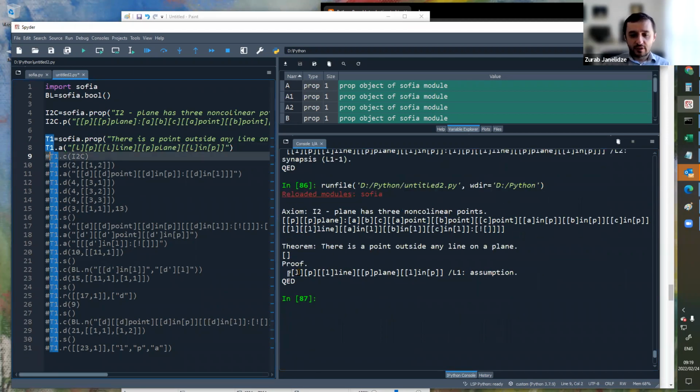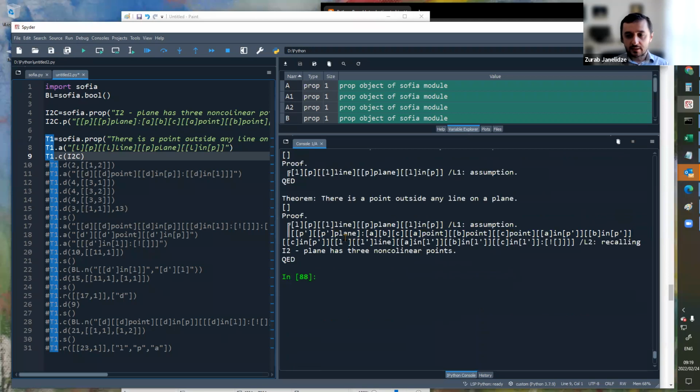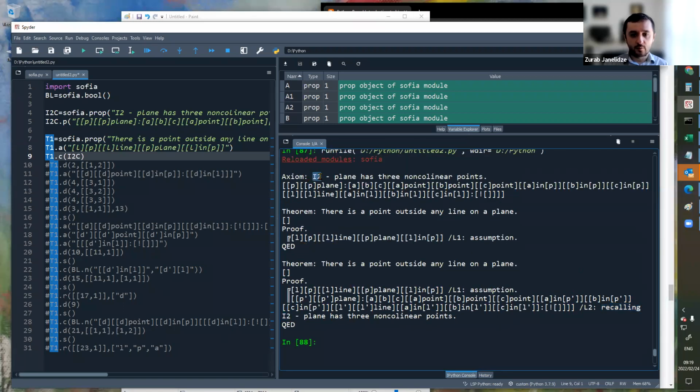Okay, so we've assumed that we have a line and a plane, and in the next line, let's see what we do. In the next line, we are recalling the axiom. You see, it says recalling I2. I2 is exactly this axiom we already spoke about. So there is no need to go through this line because it's supposed to be exactly the same as this.